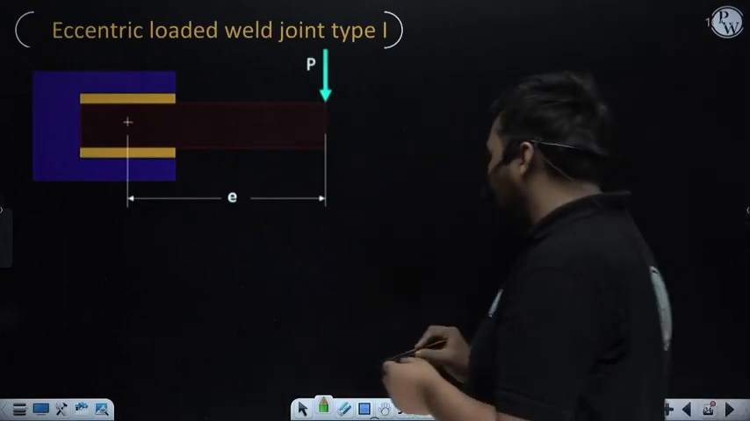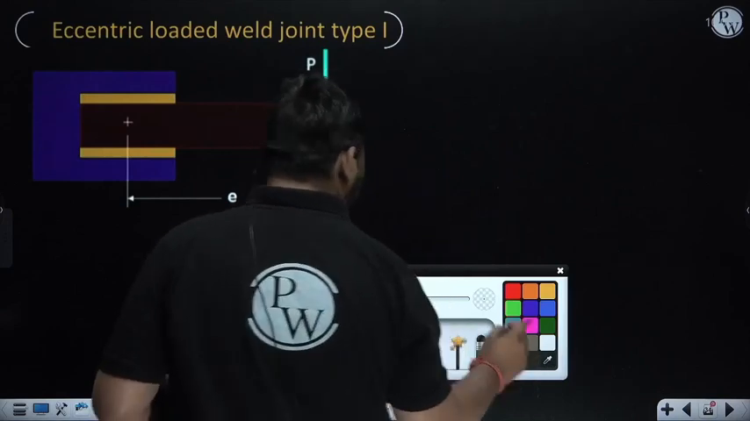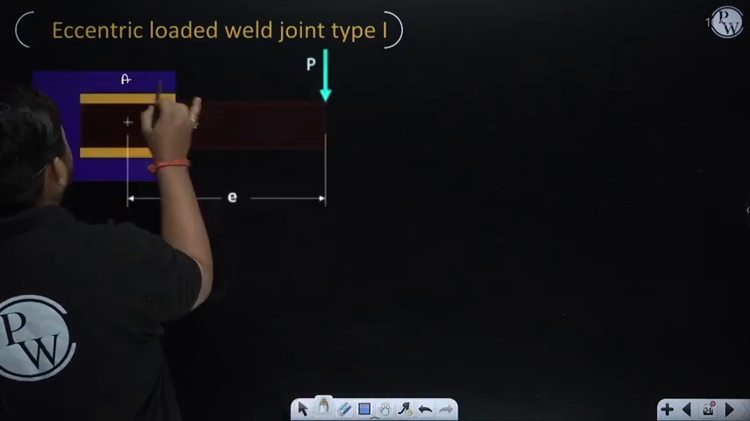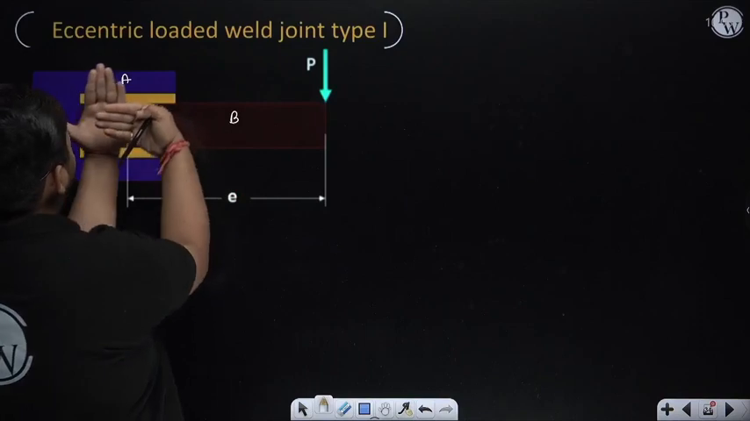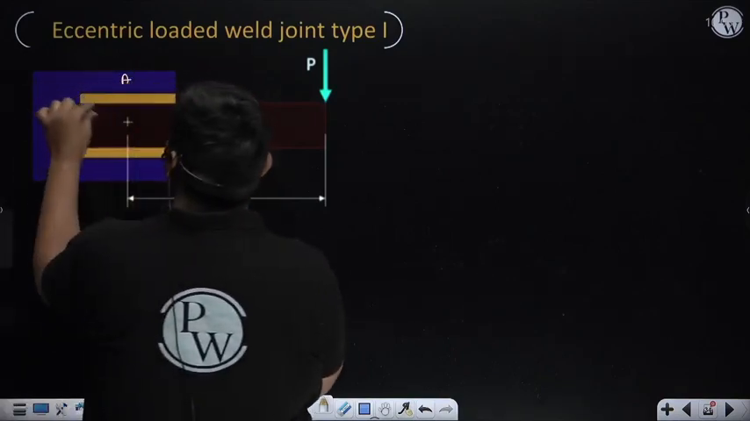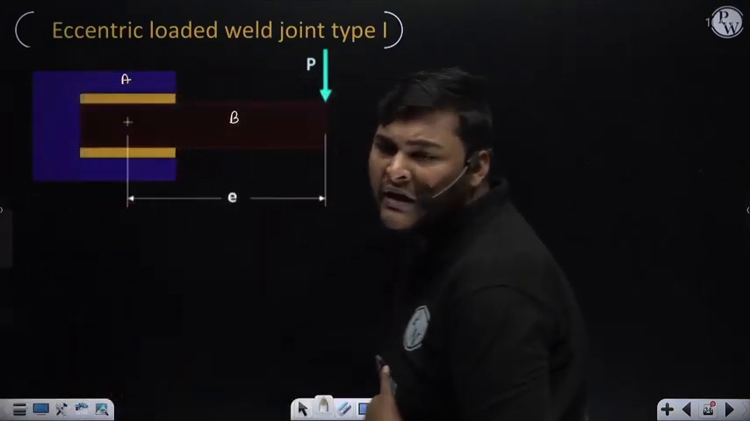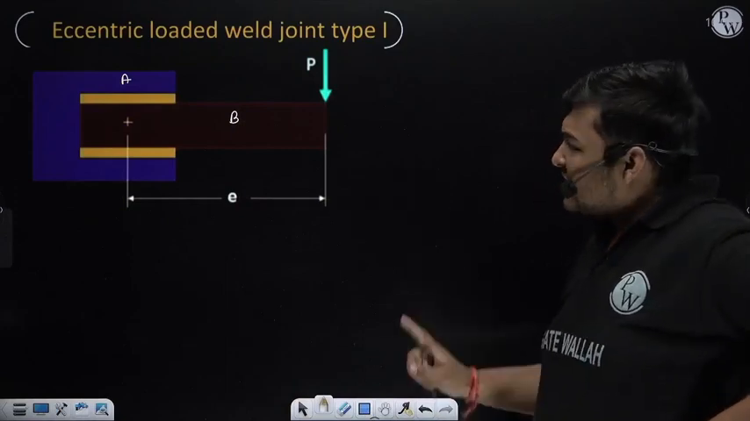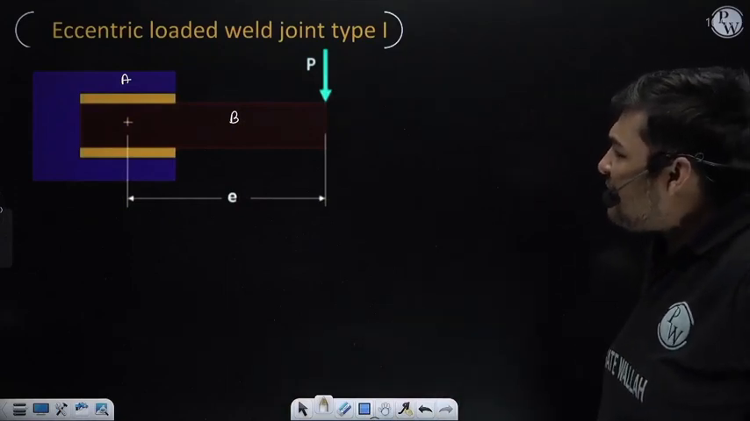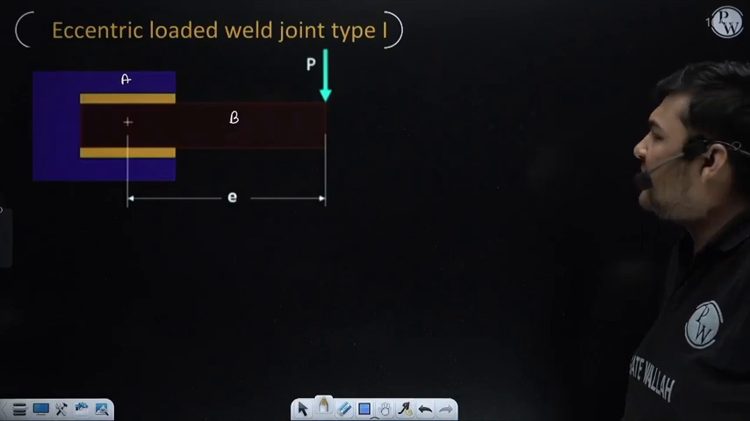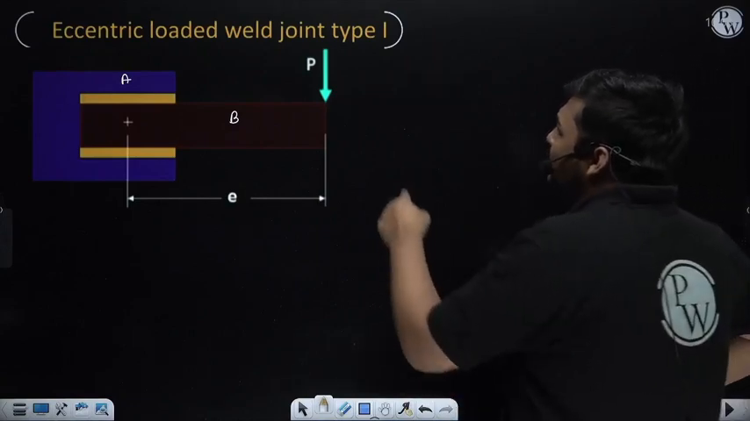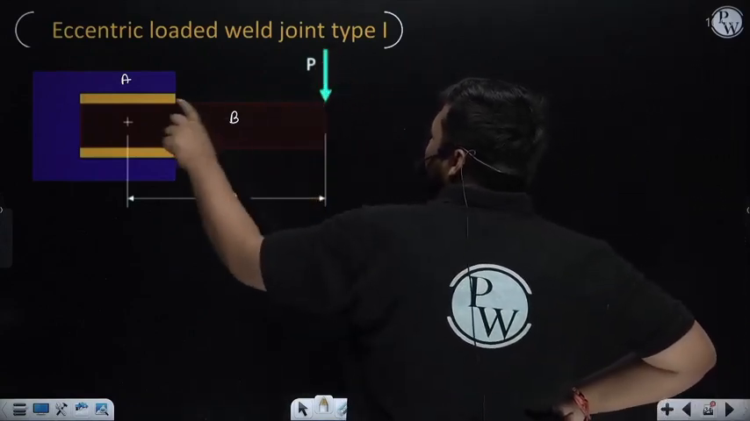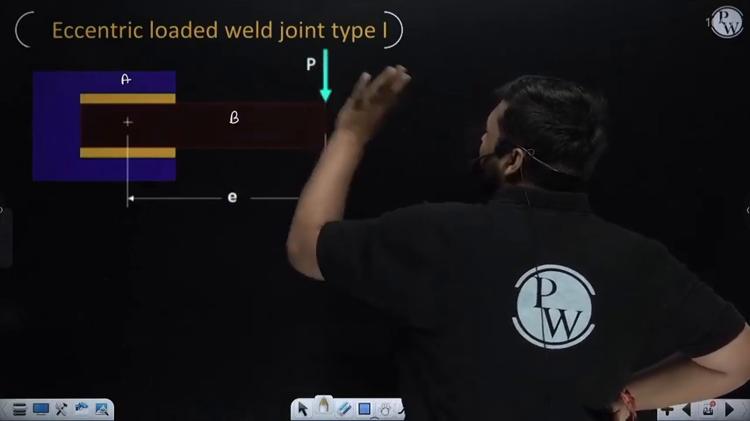In this type 1 you can see there is a plate A, suppose, and a plate B, and both are overlapping plates like this, and they are connected by the weld. Okay, they are connected by fillet weld. So it is an eccentric loaded weld joint of type 1. Plates A and B are connected with fillet weld. Now load P is acting like this, perpendicular to this plate B, you can see.